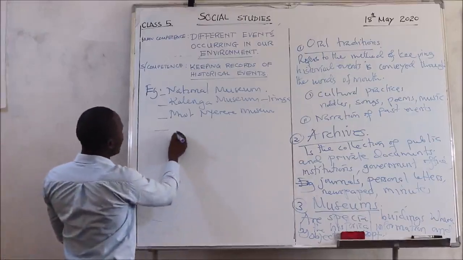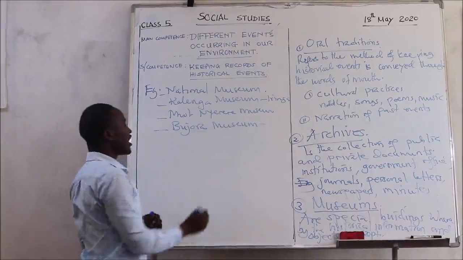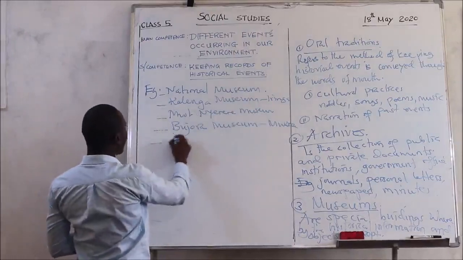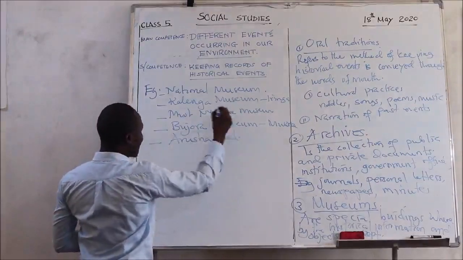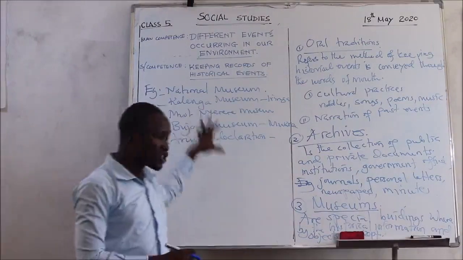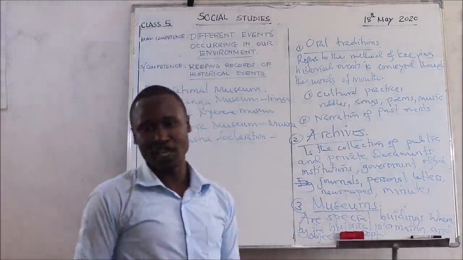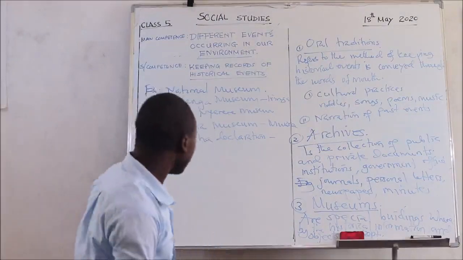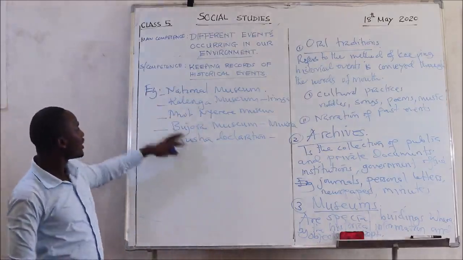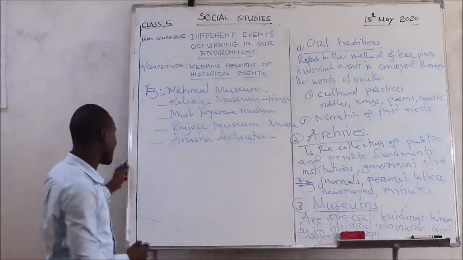We have another, Bujora Museum, in Mwanza region. Another is the Arusha Declaration Museum, which is located in Arusha. To mention a few, these are examples of the museums in our country. So one can get information from a museum by going to those areas, studying and concentrating more, and getting what he or she wants to know.